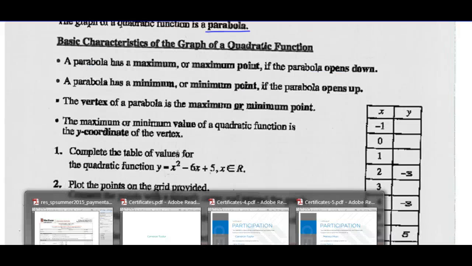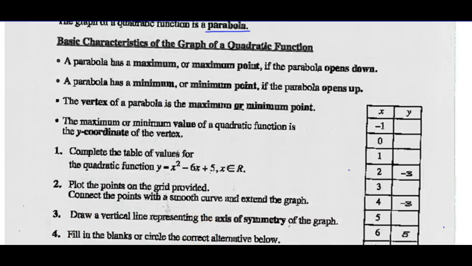A parabola has a maximum point if the parabola opens down. A parabola has a minimum point if the parabola opens up. So if it opens down, obviously we have a maximum. If it opens up, obviously we have a minimum. The vertex of the parabola is the max or min point. So both of these are called the vertex. One has a max, one has a min.